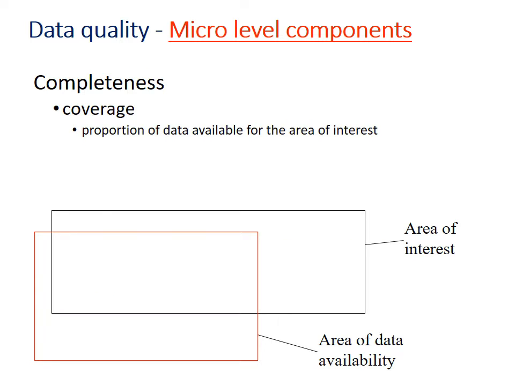Completeness: if you look at it, my area of interest is given in this black line and the data availability is given with the red line. Now look at this. There is no complete information for your area of interest or your study area, which means the quality of the data that you are using for your analysis is very poor. There is some missing data in these areas. So you cannot do a proper analysis, or in simple words, with respect to data quality, the coverage is not complete. So that is one of the data quality issues that we need to address when you go for your analysis.